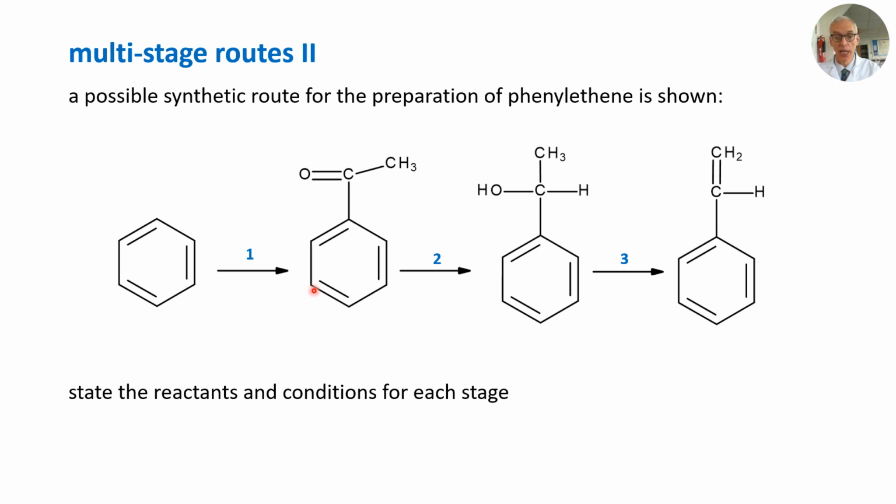So this time we have a synthetic route outlined, benzene to phenyl ethanone to, if you remember, 1-phenyl ethanol, and then to, well, this is styrene, phenyl ethene. State the reactants and conditions for each stage. Pause, write down the reactants and conditions, and come back to check your answer when you are ready.